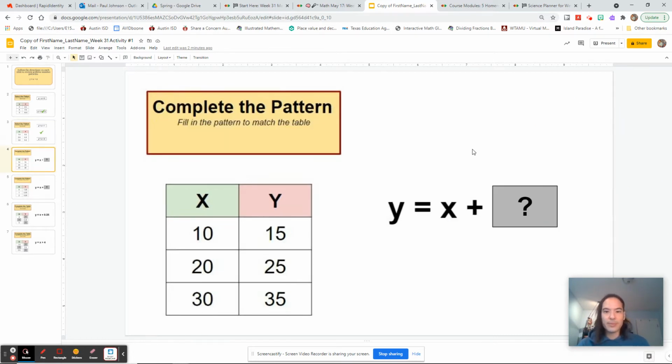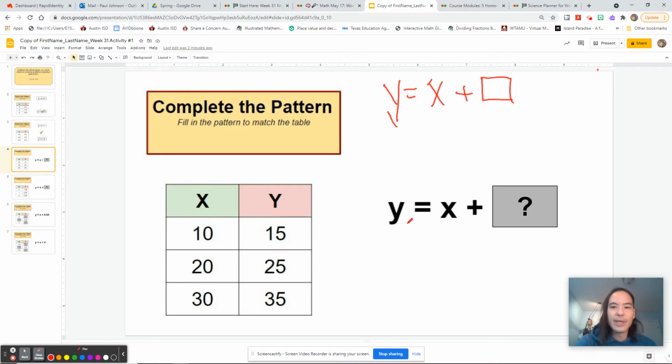All right, next. We're trying to figure out what is the rule on this one. With these, remember, we're just going to go back and pretend like we're in kindergarten again. We're going to use the box. We're going to replace the x with whatever the x value is.